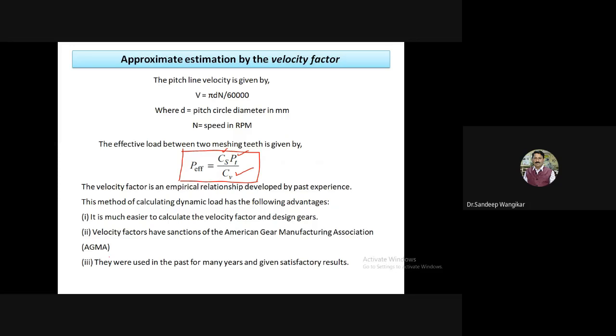This we have discussed. P effective is equal to CS PT by CV. This is the approximate estimation of P effective, taking the dynamic load into account. This is the first formula, where P effective stands for the effective load in Newton, CS stands for the service factor, PT is the tangential load in Newton, and CV is the velocity factor. For calculating this CV, three different formulas are there.